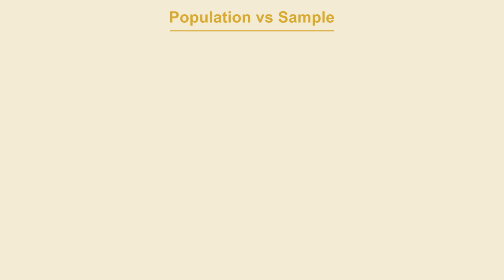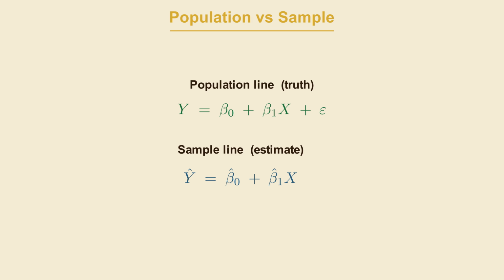Now there's one more distinction that matters here. There's a true relationship out in the world, a real intercept and a real slope that actually govern how this fund responds to the market. That's called the population regression line. The catch is that we never get to see it directly. What we do get to see instead is the sample regression line, which is the line that we estimate from the data that we actually have in front of us.